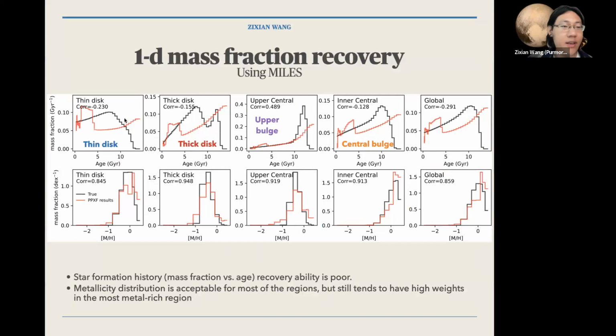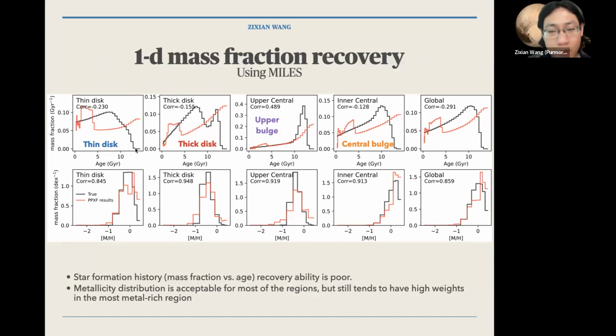And the other thing is the star formation history. The black line is the true answer from the galaxy particles. And the red line is the PPXF result for each component. One feature I find very interesting is PPXF always recovers maybe a fake starburst activity between maybe 2 to 4 Gyr for each component. You can see the feature is always there, which the true answer doesn't provide you.